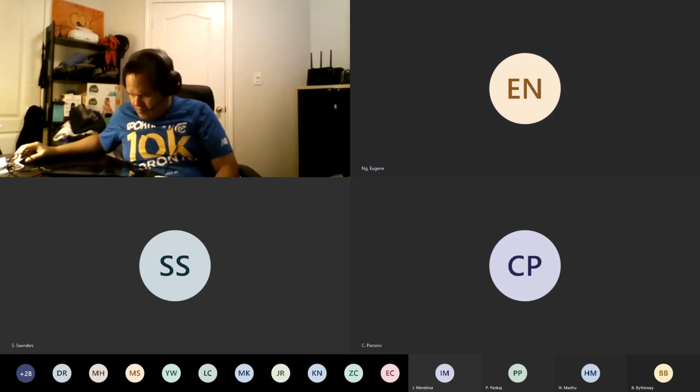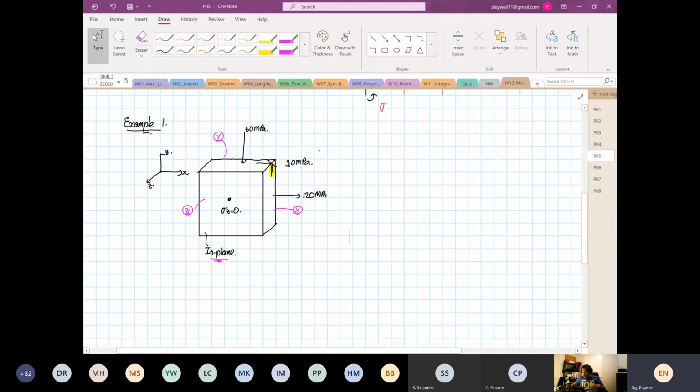Okay, so I have 2 examples to do. Let's do example number 1. So let's look at example number 1. It shows an element now. This element has stress X equal to minus 120. So I write this down.